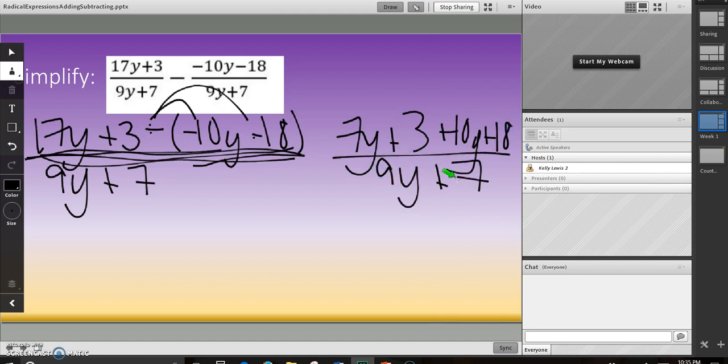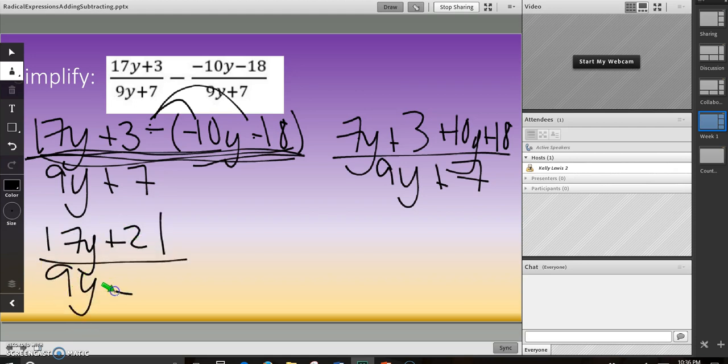9y plus 7. Coming over here, 7y and 10y is 17y. 3 plus 18 is 21. So I get 9y plus 7 over 17y plus 21. And nothing can be reduced. Like 9y and 7, you can't factor anything out. And 17y and 21, you can't factor anything out. So we're done there.